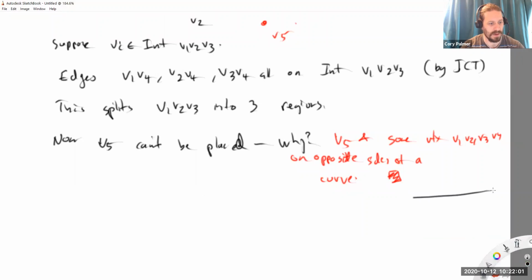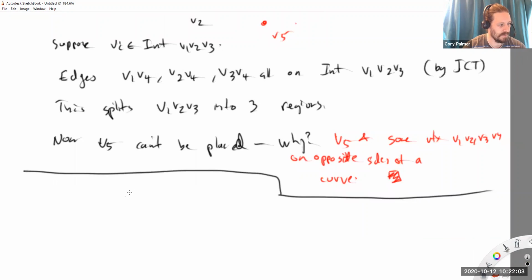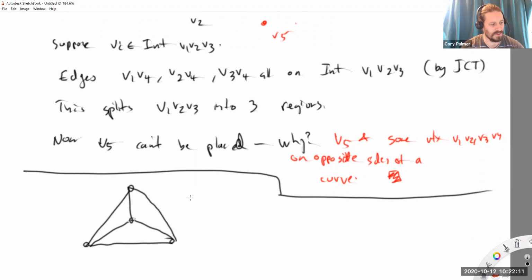So let me give one here by example, rather than writing out the words here. I may not have even defined this in the notes here. So say we have a planar embedding of just some graph G, okay?